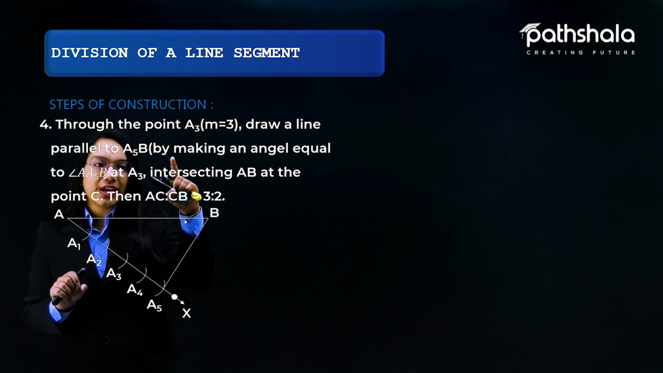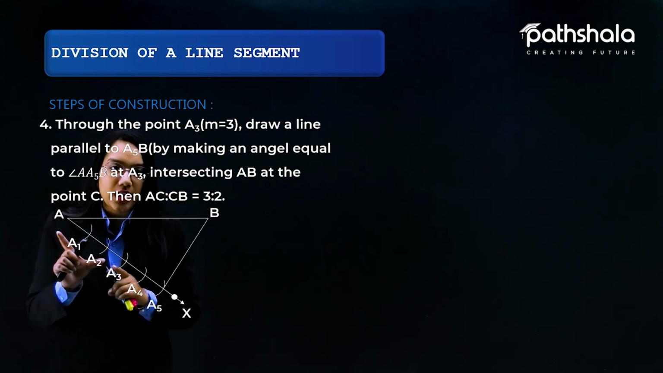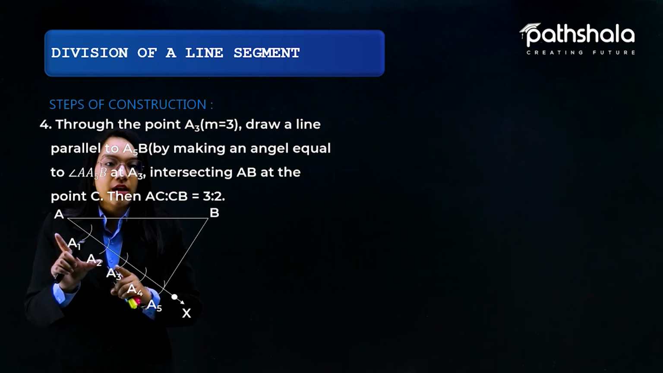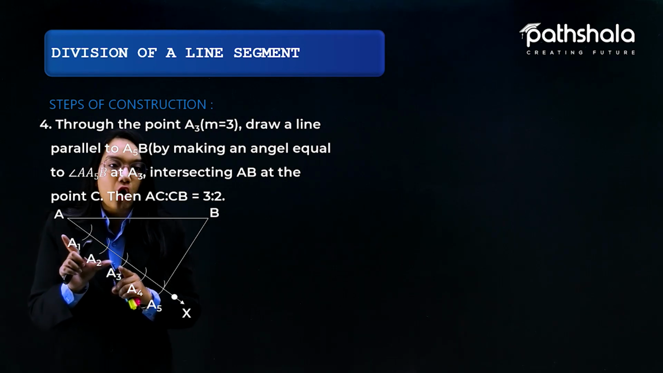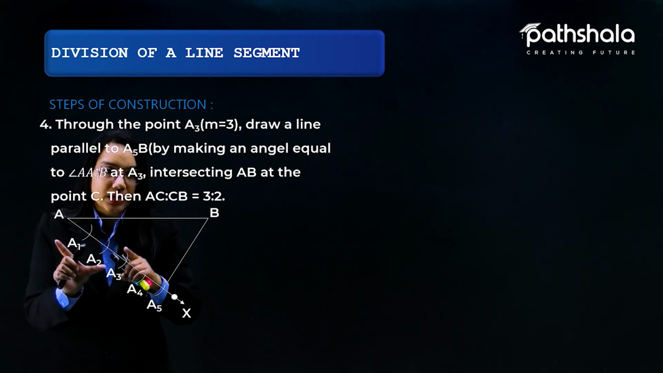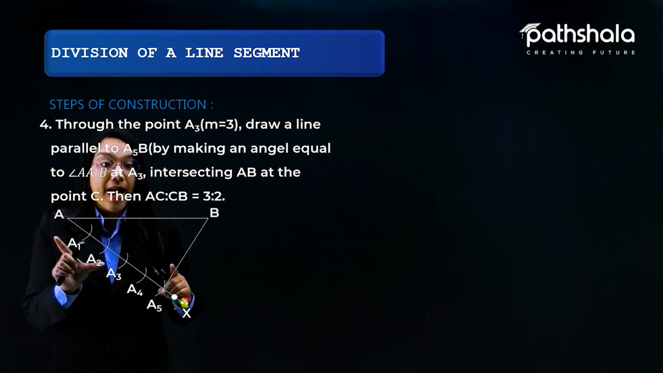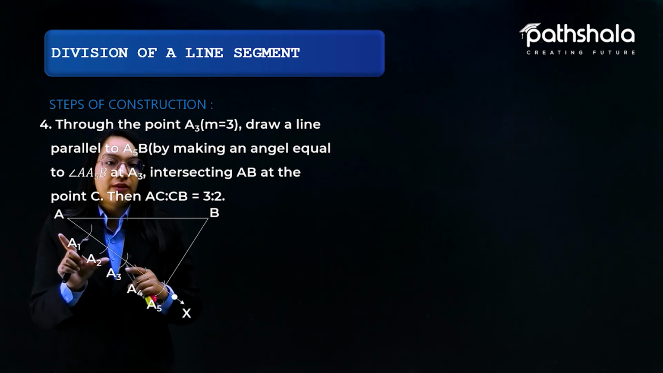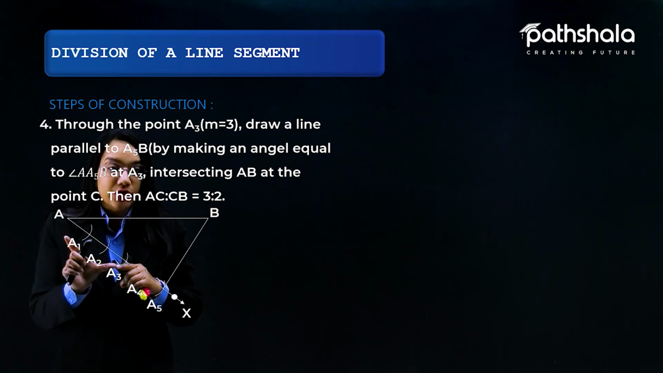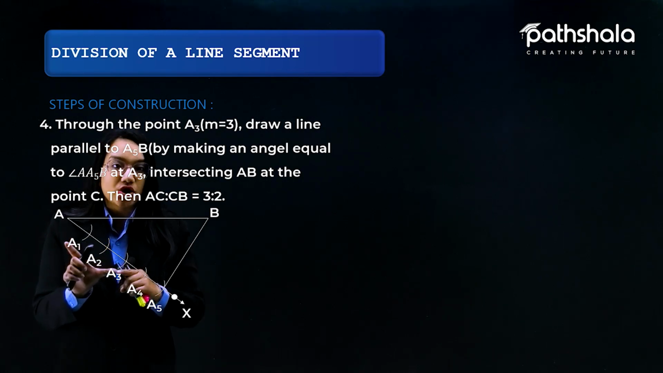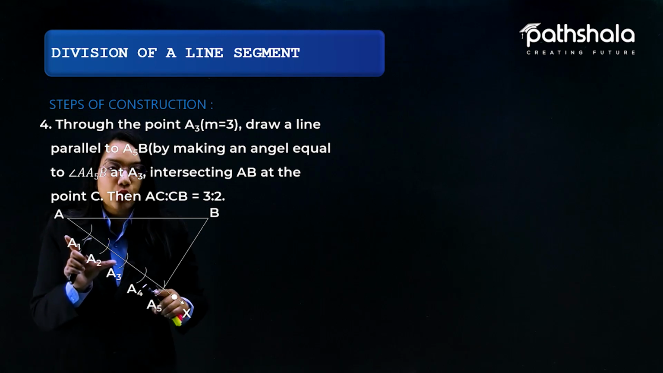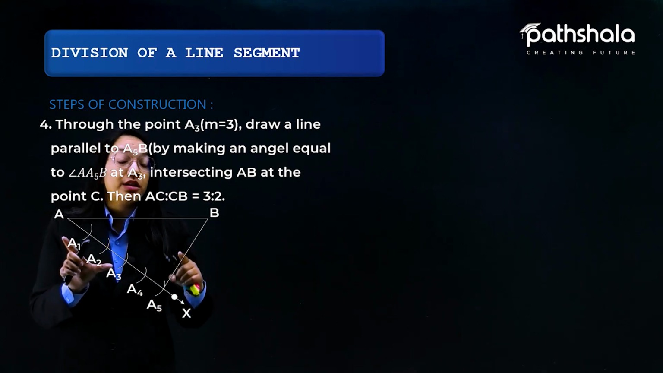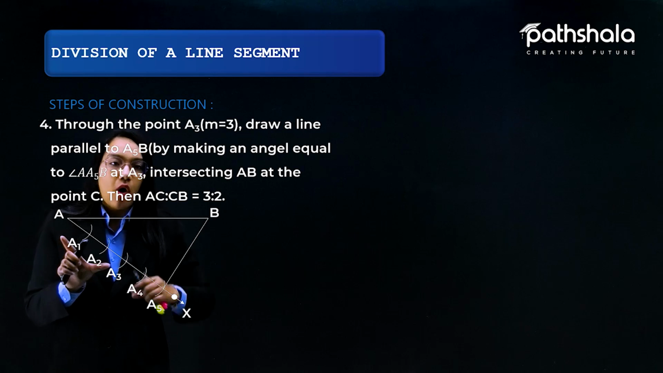So it means we have to take A3, this is our A3, and again taking A3, we have to draw a line in such a way that it should be parallel to BA5. The next step is to draw a line from A3 in such a way that it is parallel to A5B and their angles are equal to each other. So how can we do this?